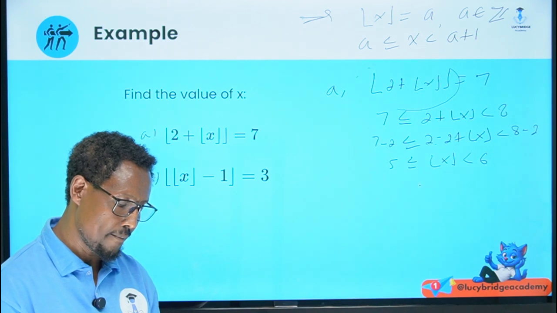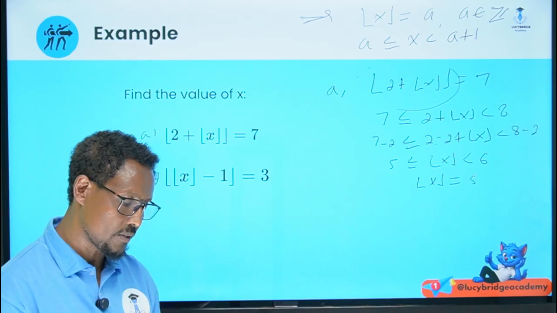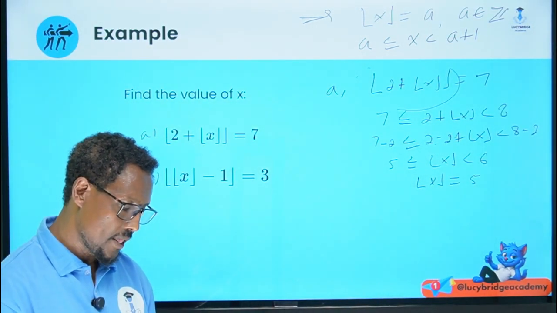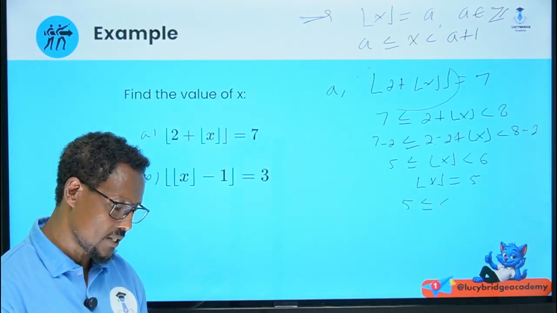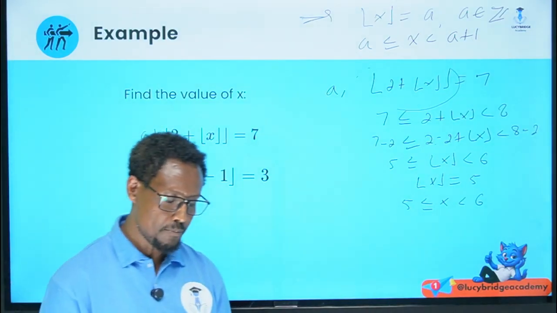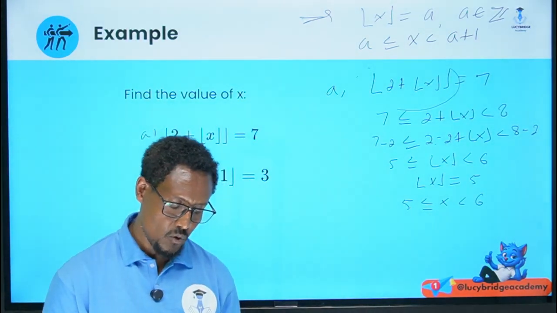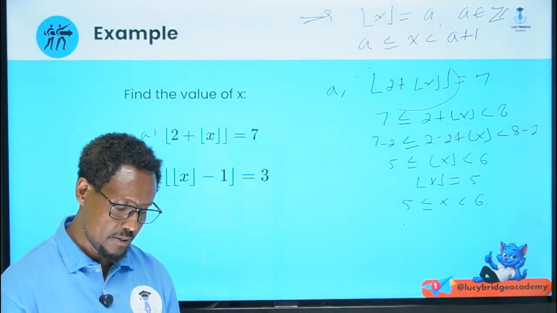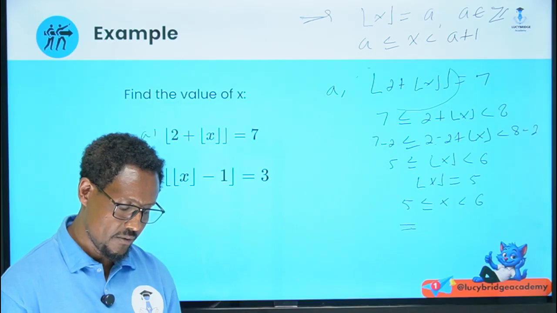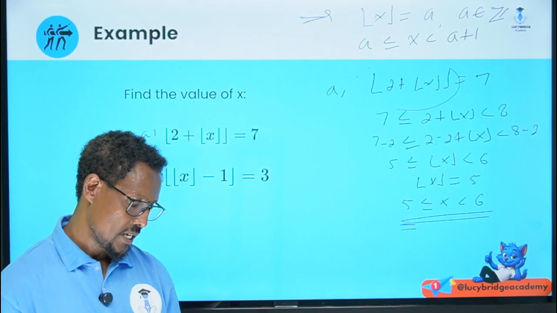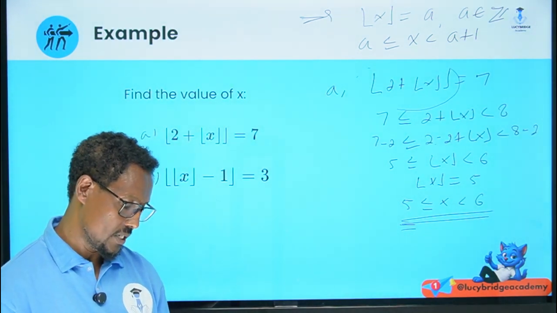So floor of x is equal to 5. Floor of x equal to 5 means 5 less than or equal to x less than 6. If x is between 5 and 6, what will the floor be? It will be 5. This implies that the value of x is between 5 and 6.